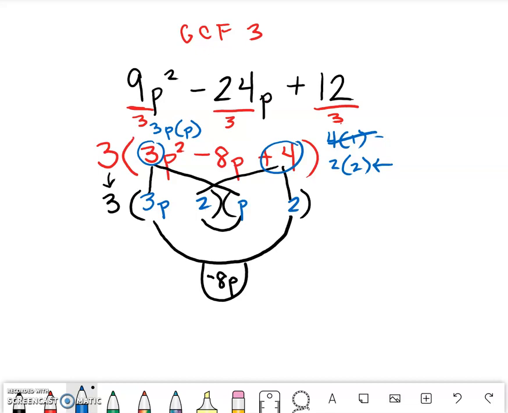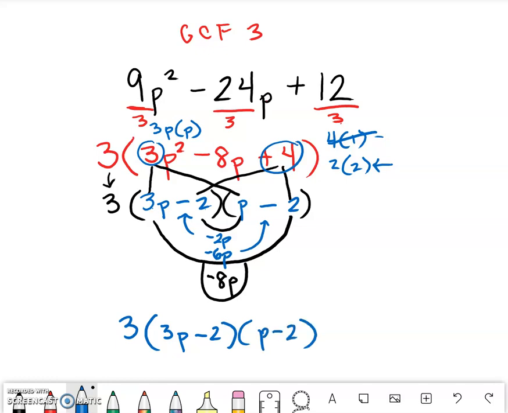Let's test that. 2 times p, 2p. 3p times 2 is 6p. Hey, 2 plus 6, that's 8. I want it negative. If I make both of these negative, there's my negative 8p. So my factored form is 3 times the quantity 3p minus 2 times the quantity p minus 2. There I'm factored. We'll do one more where there's a common factor. Clown face strategy. Let's go.